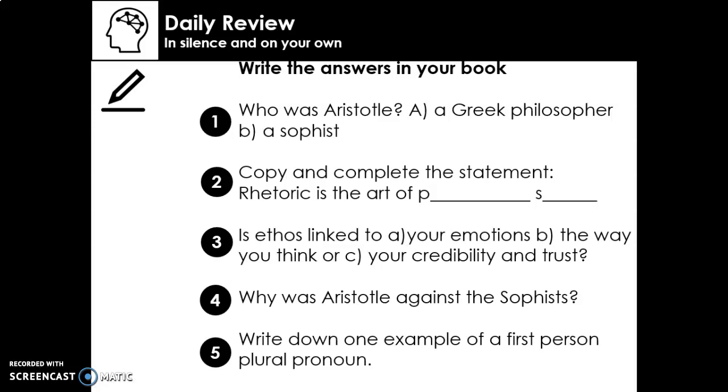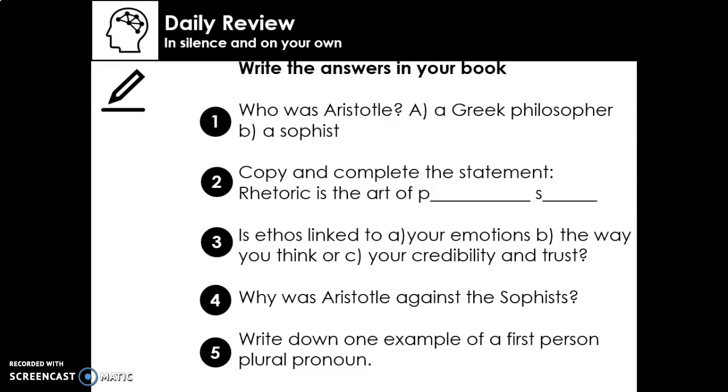So it says here, write the answers in your book in silence and on your own. So turn off the dog, quiet your parents, and have a go at doing these by yourself. Now you'll see that some of these are about choices, some of them about completing sentences. So in a minute, pause, take your time and think carefully back to yesterday's lesson. If you need to check your notes, it's better that you check your notes than struggle and become frustrated. So write the answers in your book.